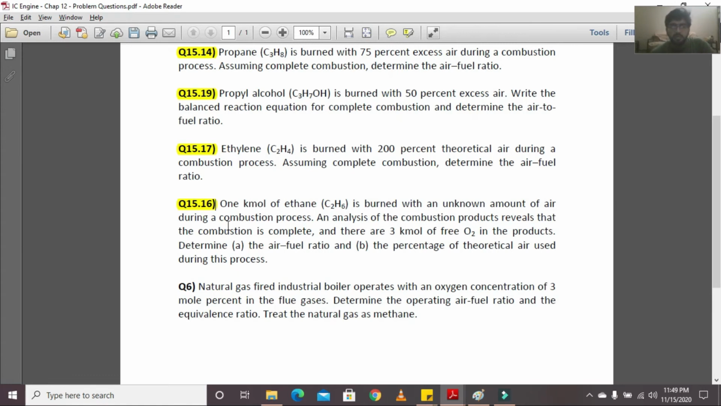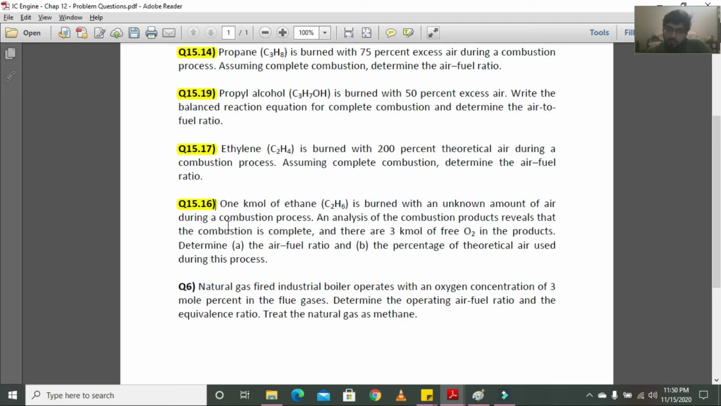In this question you can see that 1 kilomole of ethane is burned with an unknown amount of the air. Means we do not know whether we have a stoichiometric amount, or we have 150% of the theoretical air, or we have 75% of the excess air. So we do not know anything about it. So it means that the number of moles which we will use here is only going to be A, not ATH, because we do not know the theoretical amount. We do not know anything about the molecules.